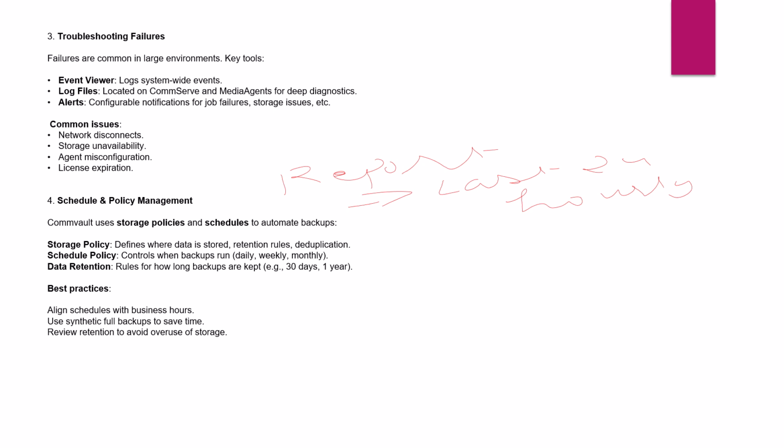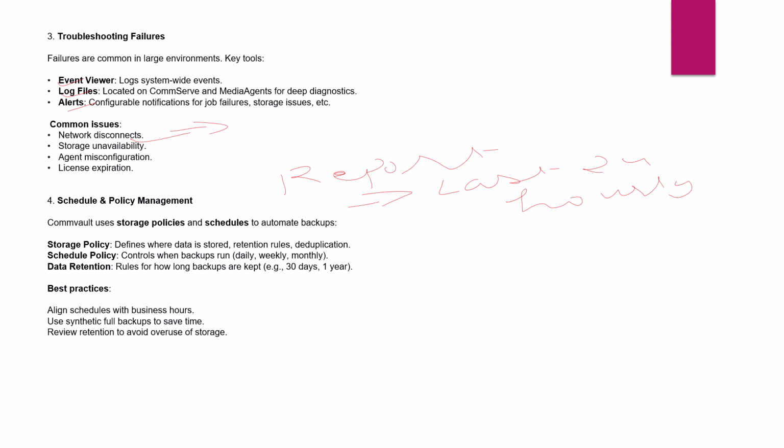And the second thing, you can check the event viewer, log files, alerts, configuration, notifications, job alerts, and storage policy issues. So what are the common issues? First is the network disconnect. What is the network disconnect? Say there is some upgrade activity, maybe there is a network flip, and at this time your backup is running while the network upgrade activity is going on.